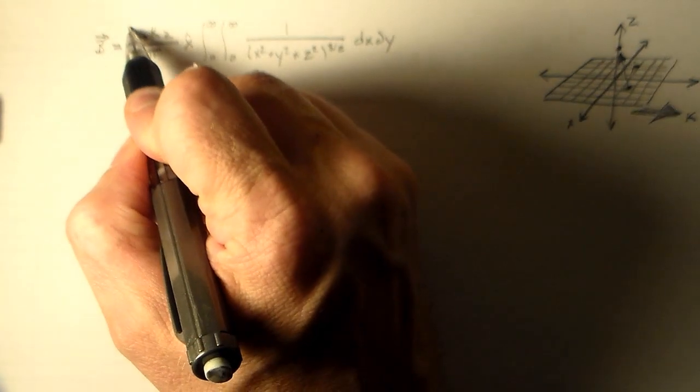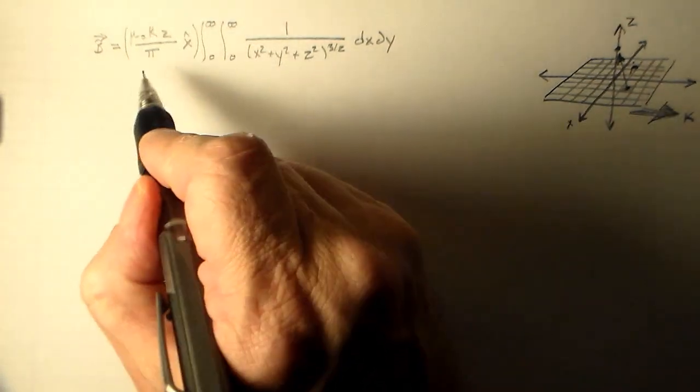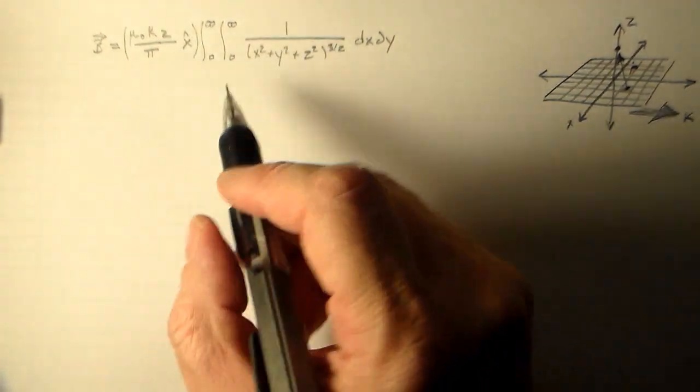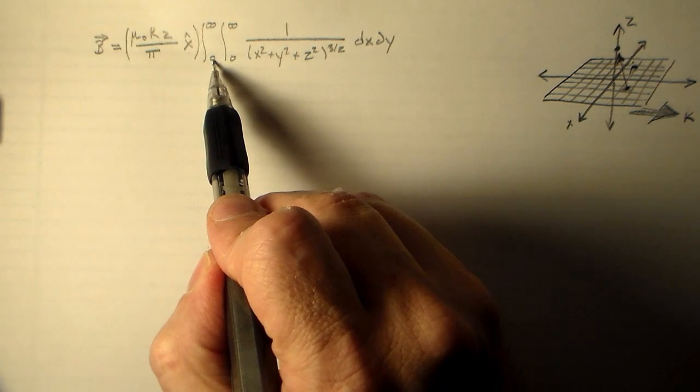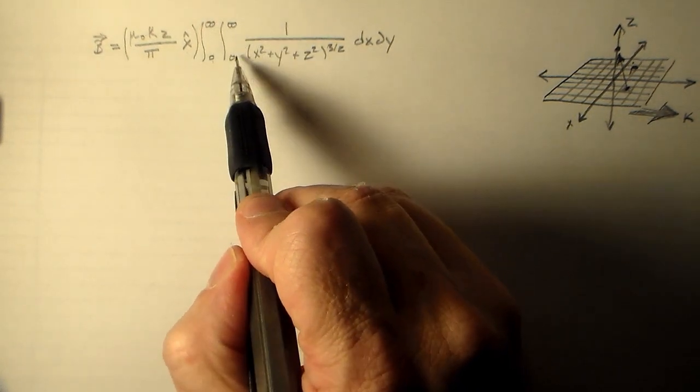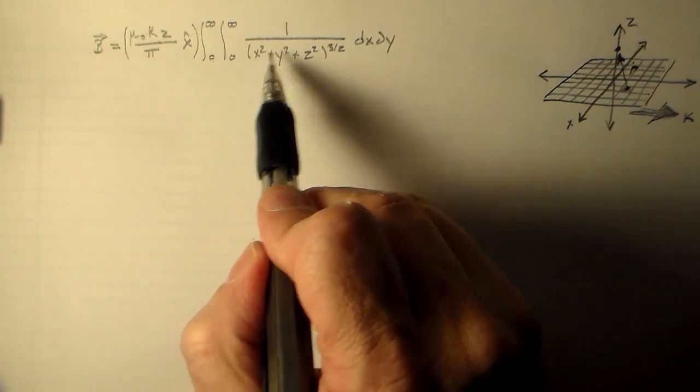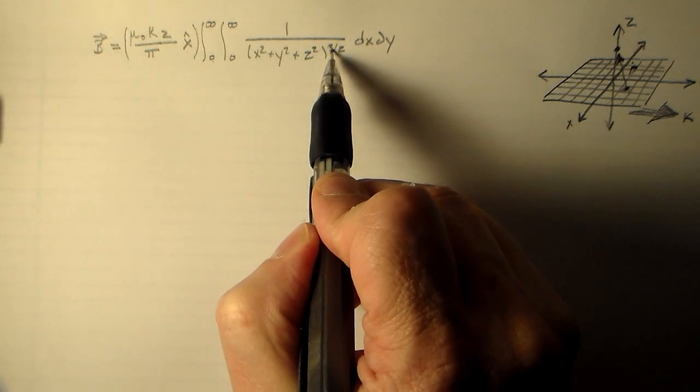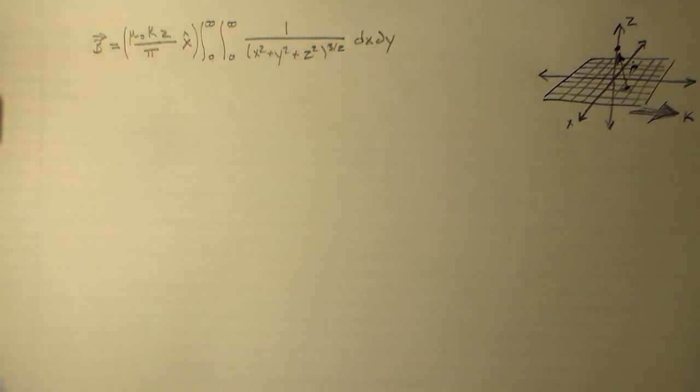So what we've got left to do is this integral, right? We have some constant out here which includes our direction. And the definite integral from 0 to infinity in the x and y directions of x squared plus y squared plus z squared to the minus 3/2. So that's just 1 over this r cubed.